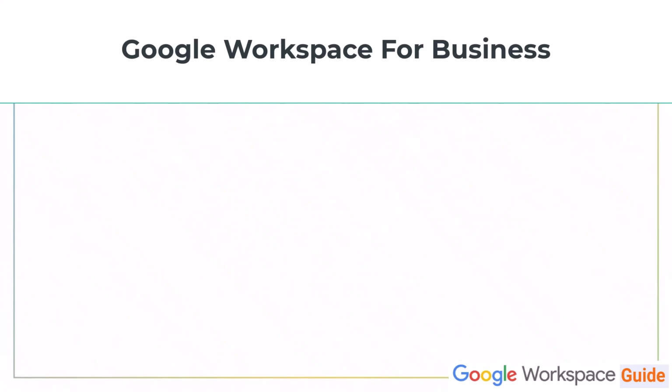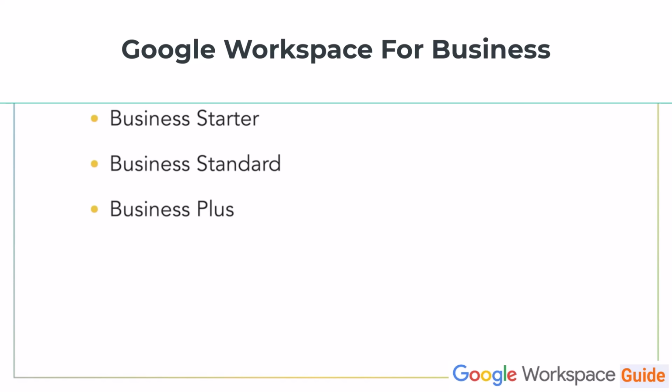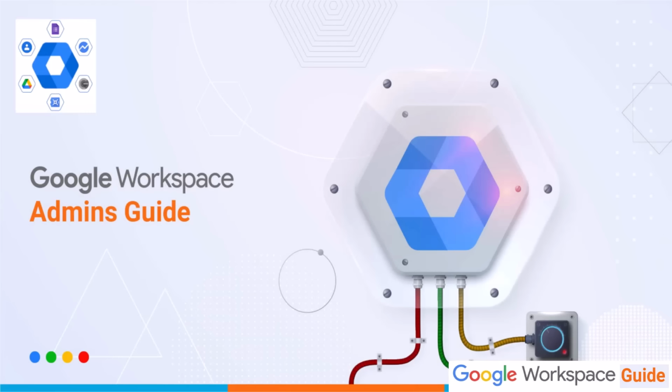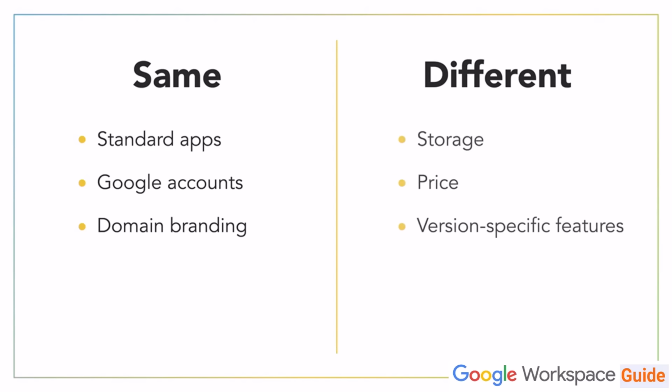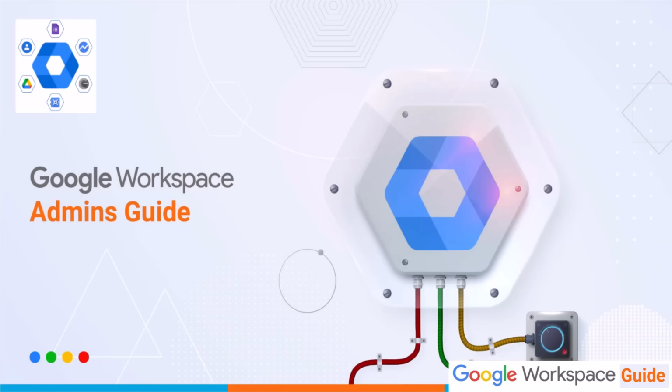Google for Business has 4 primary versions of Workspace: Business Starter, Business Standard, Business Plus, and Enterprise. Additionally, customized editions of these are available for nonprofit, government, and educational institutions. All versions provide the standard Workspace applications and Google accounts branded for your domain, while differing slightly in terms of storage capacity, price, and some version-specific features and functions.